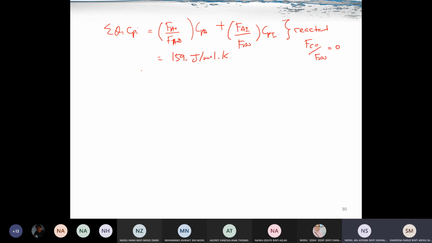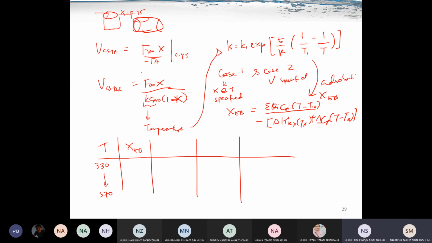Okay, so delta HRX, since it is given in terms of at T, which is delta HRX at T, not delta HRX at TR, you don't have to calculate this one. Just replace this one with delta HRX at T, because this is equal to delta HRX at T.